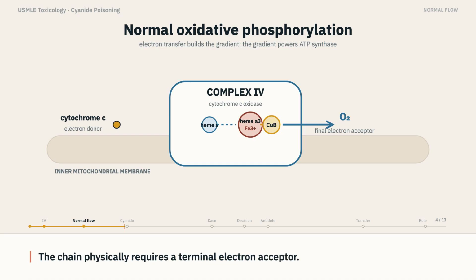The chain physically requires a terminal electron acceptor. Oxygen fills that role, so blocking the final handoff stops electron flow upstream, which is precisely the door a poison is going to walk through.